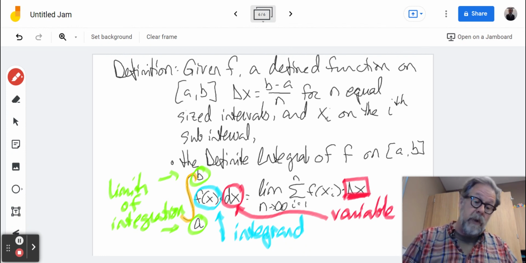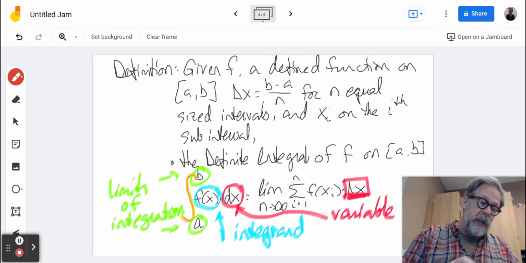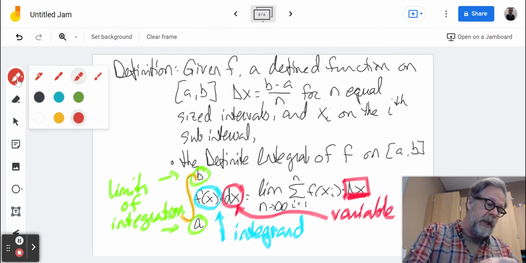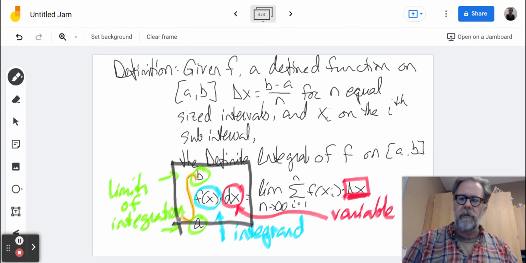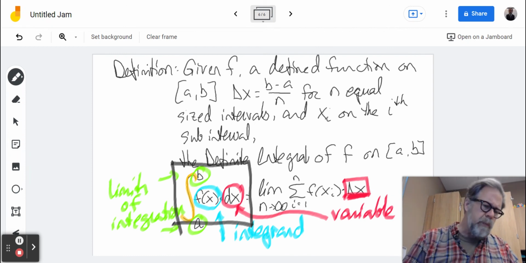Key thing to remember though right now is that this notation here, this symbol right here, means the area under the curve from A to B, the exact area, just like the derivative with respect to x meant the slope of the line at a tangent point.